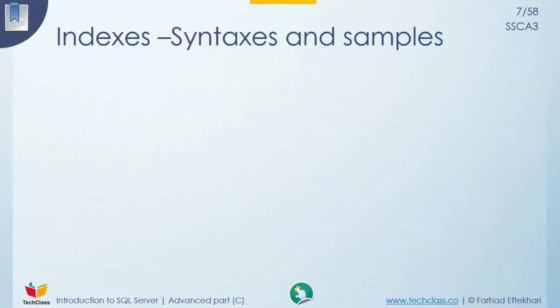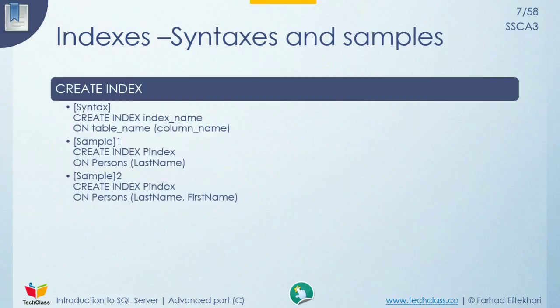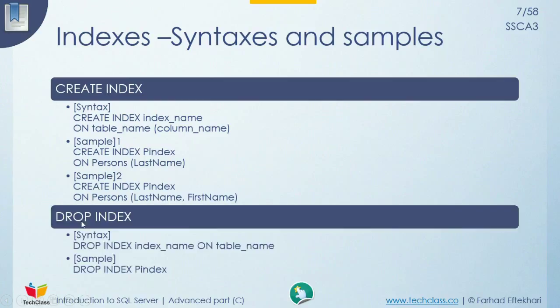Here's also syntax and some samples of using these indexes. So for create index, here's the syntax that you have to use. You have to write create index, the index name that you're looking for, on which table, and what column name you want to be indexed. Here are also two samples. You can have a single column indexed or multiple columns indexed. And for dropping and deleting an index, you have to use this syntax, drop index, index name on that table.